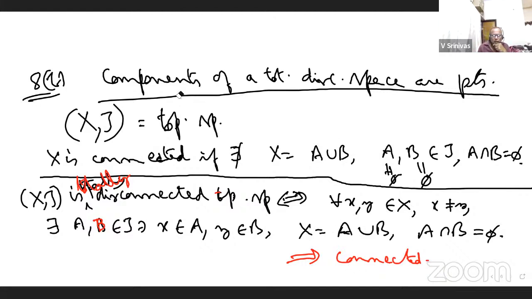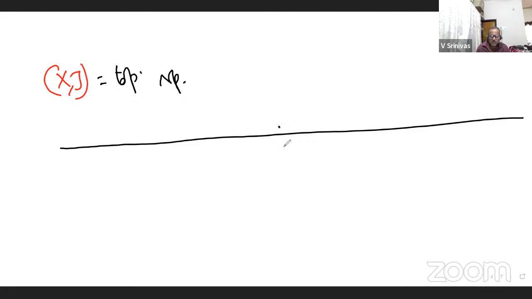Okay. Now, components are largest connected sets. If you take a topological space, for example on R, open intervals are connected sets, right? And if you can form the largest connected set, see this interval, call it capital A.